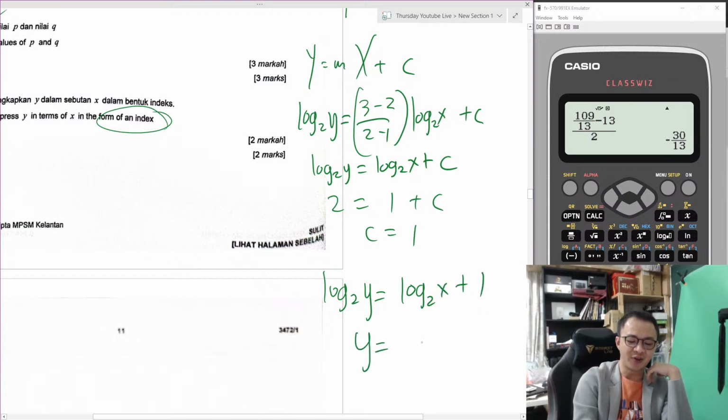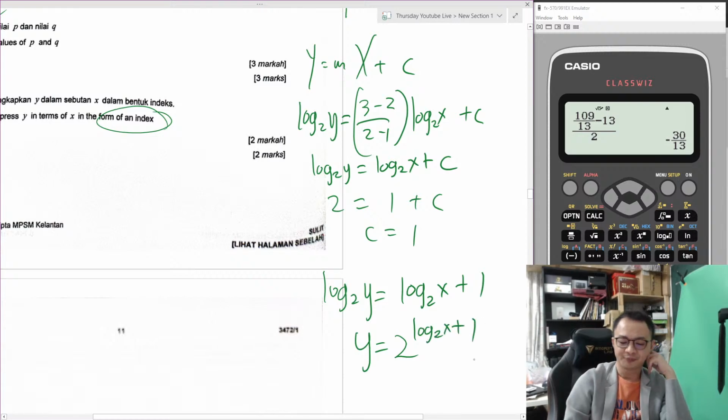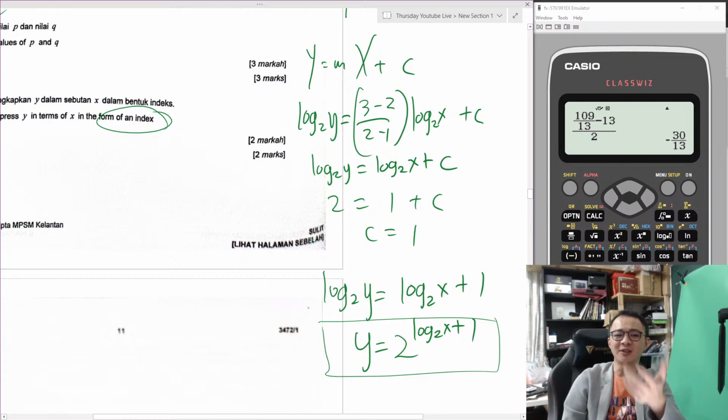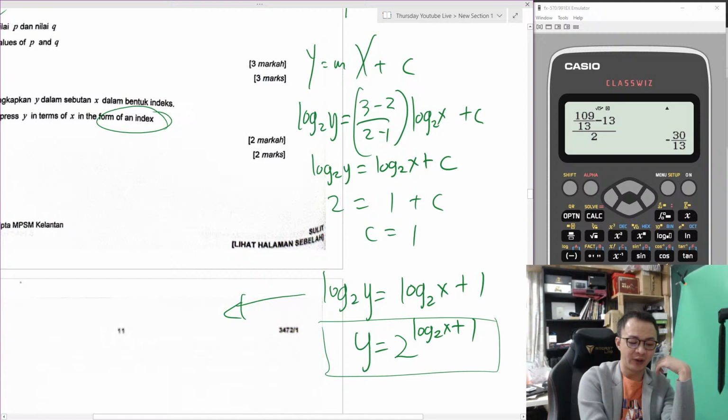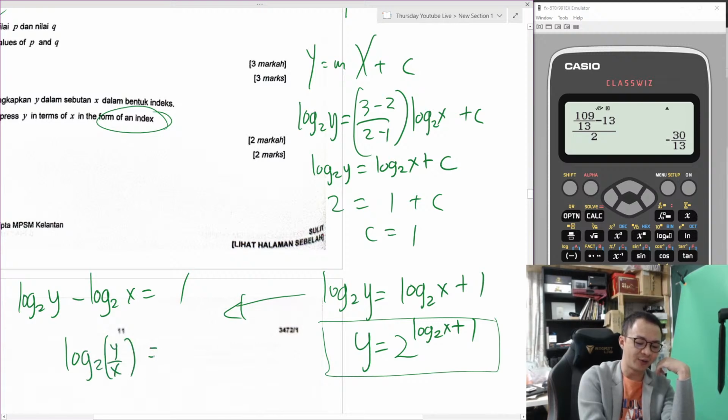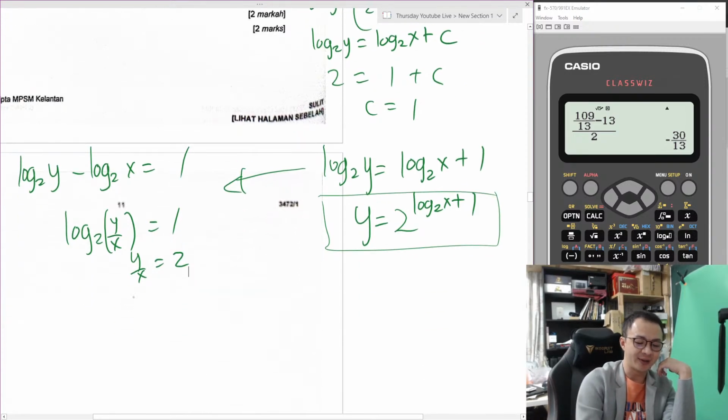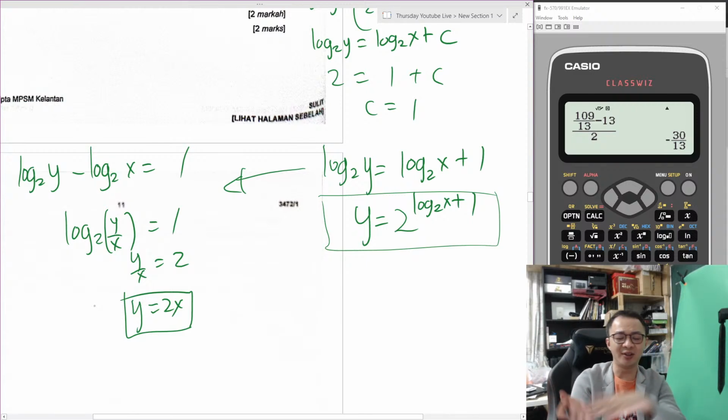Since they want the index form, I will just say this one is 2 to the power of log 2x plus 1. Because normally I will not solve like this. But I guess because they want the index form. Normally I will just group the log 2 together and solve like this. This is what I normally do. I will just say log 2y minus log 2x equals to 1. Then I factorize out a log 2y over x equals to 1. Then y over x equals to 2. Then y equals to 2x. But if I do like this, it doesn't look like an index form. But this is y in terms of x. But then it doesn't look like index form.